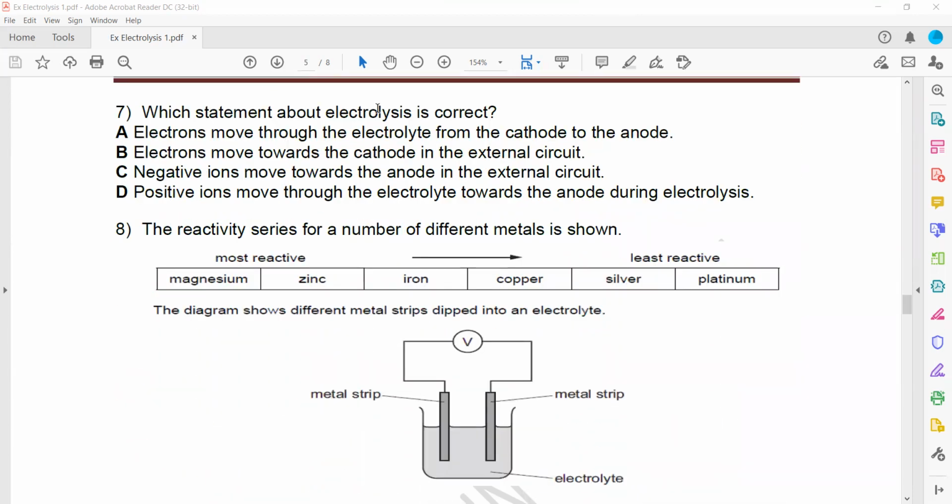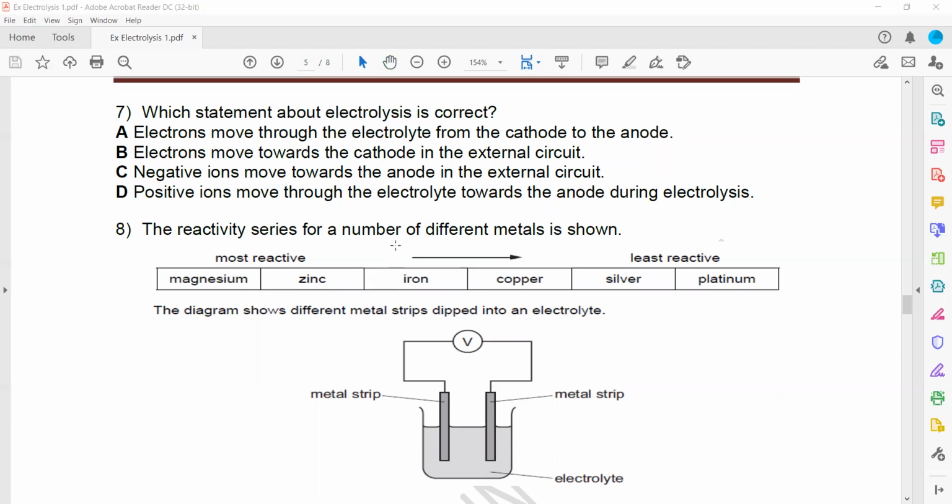Which statement about electrolysis is correct? Electron moves through the electrolyte. Electron does not move through the electrolyte. That's totally wrong. Electron moves towards the cathode in the external circuit. That's true, because if this is a battery, the external circuit, the wire and all, so electron moves from the negative terminal of the battery towards the cathode. This is what happened. So that's why B is the right answer. The ions do not move in the external circuit. That's wrong. And positive ions do not move towards the anode. They are moving towards cathode.